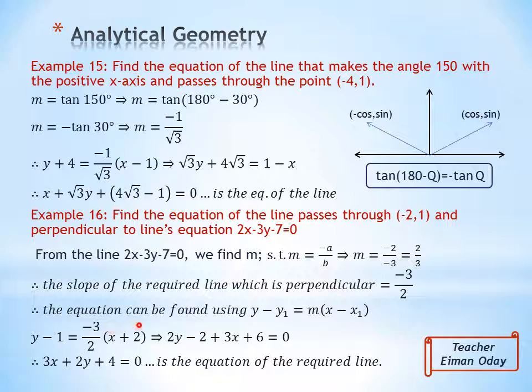Now the equation can be found using this formula. I have a point, I have the slope, apply them here, and then 2y minus 2 plus 3x plus 6 equals 0. 6 and negative 2 is going to be positive 4, and this is the equation of the required line.